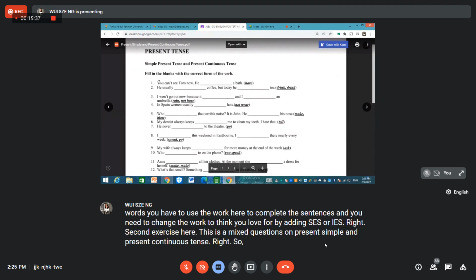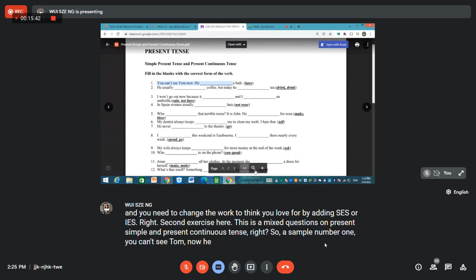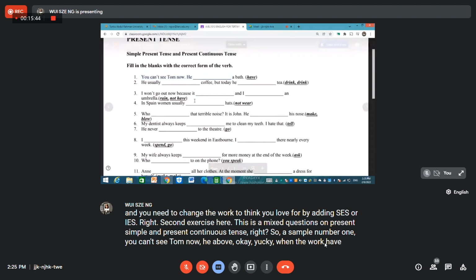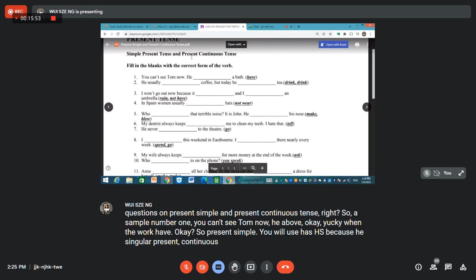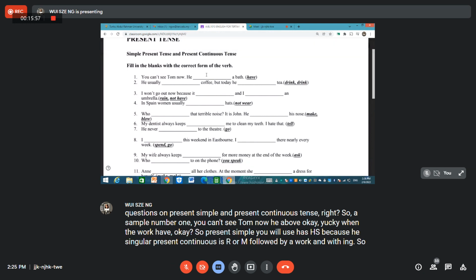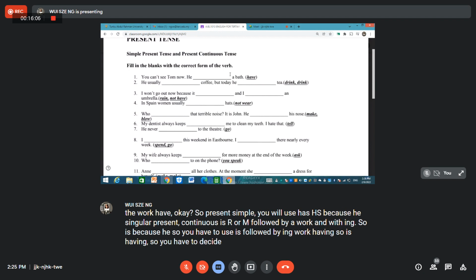Right. So example number 1. You can't see Tom now, he above. Okay, you are given the verb have. So present simple, you will use has, H-A-S, because he is singular. Present continuous is is, are or am, followed by a verb with ing. So is, because he, followed by the ing verb having. So is having. So you have to decide the answer: he has above or he is having above.